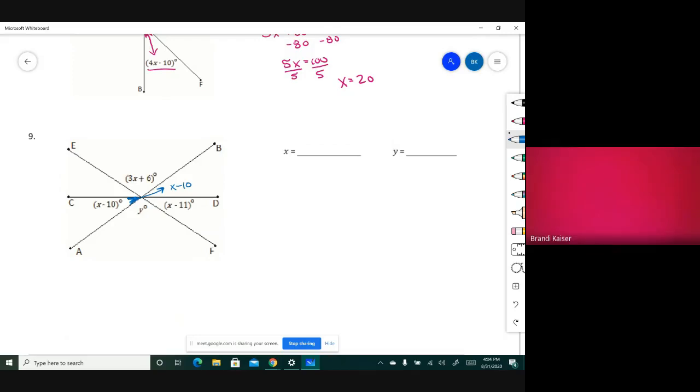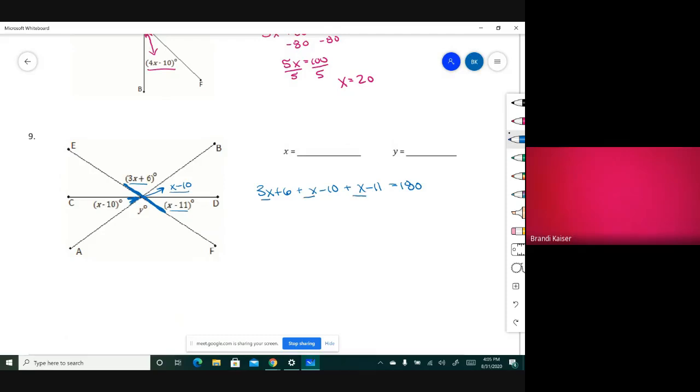So then that gives me 3 angles that form a straight line. That gives me the 3x plus 6, the x minus 10, and the x minus 11. And because all of them have x, I can set them equal to 180, and I will be able to solve for x. So 3x plus 6 plus x minus 10 plus the x minus 11 equals 180. Okay, all of those form a straight line right here. Here's that straight line.